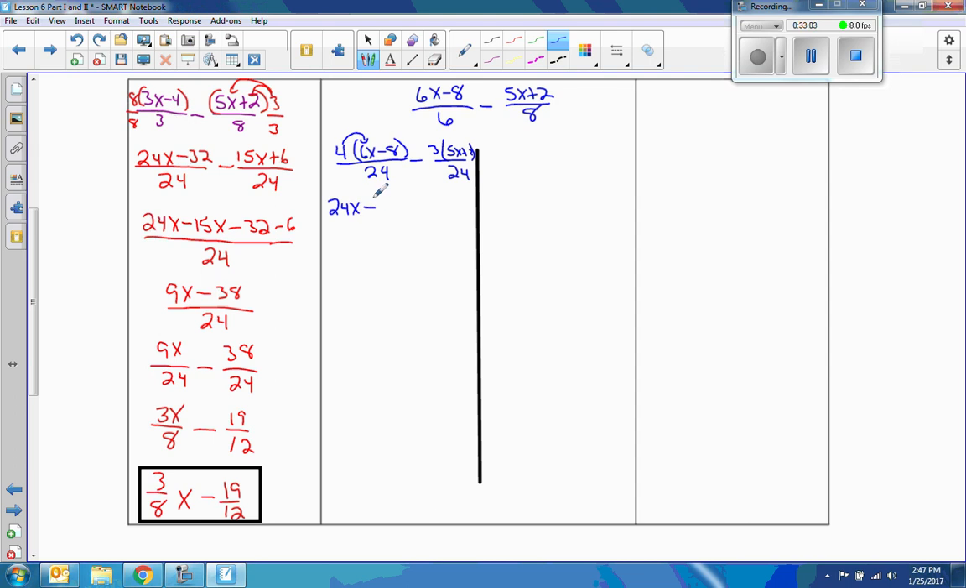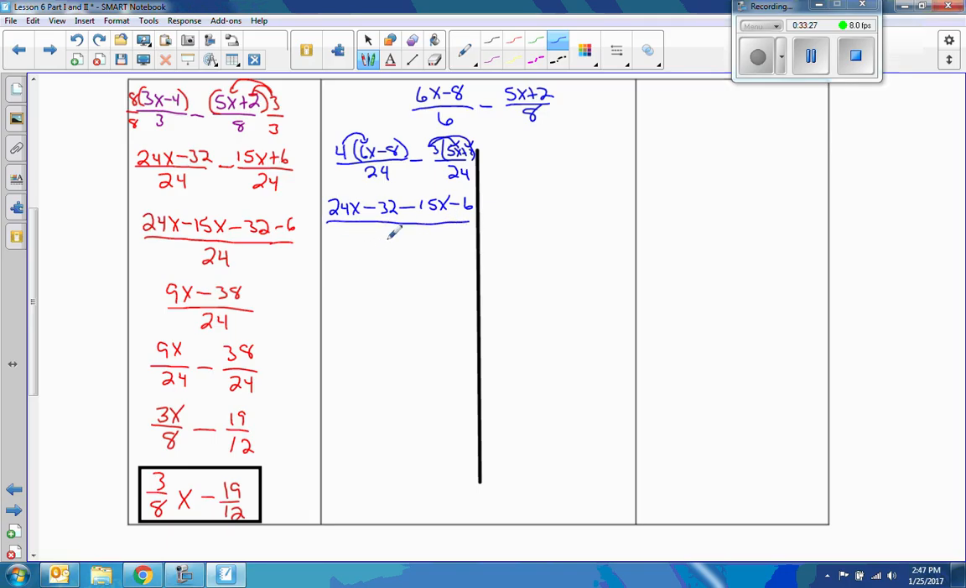Positive times a negative is negative. 4 times 8 is 32. Minus 3 times 5x is 15x. 3 times 2 is minus, that's a minus. Negative times a positive is negative 6.